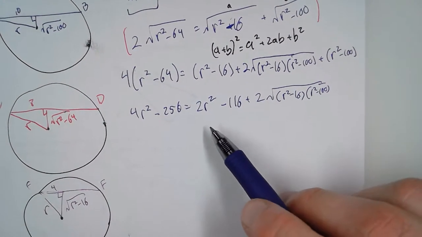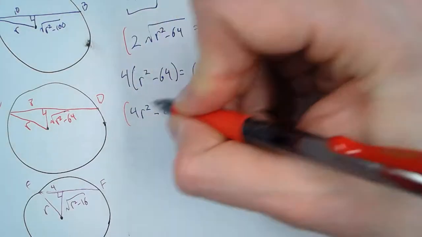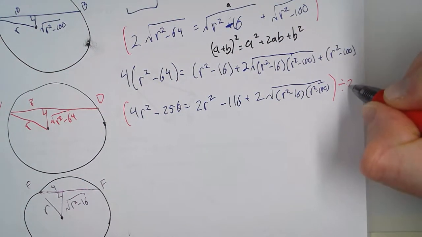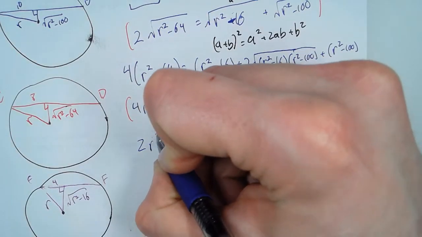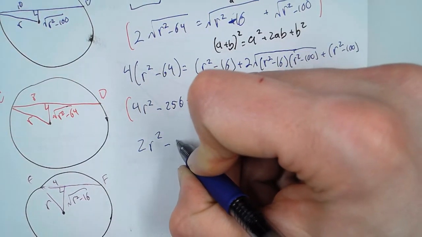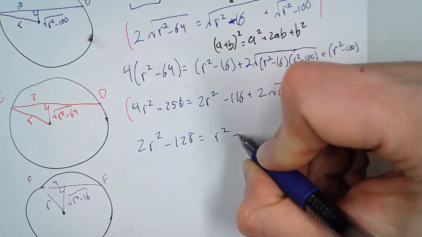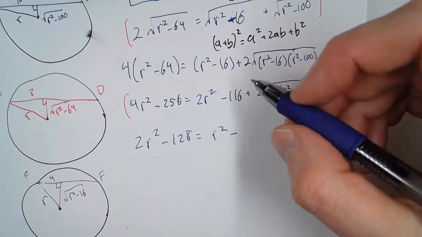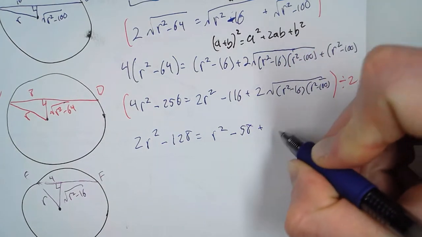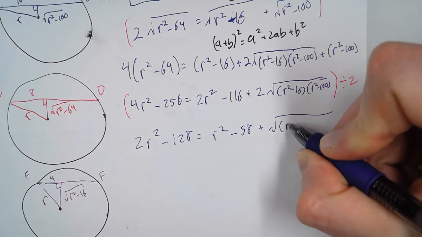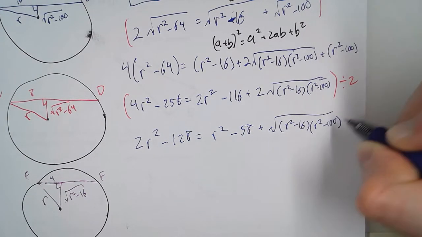All right, everything can be divided by 2. So let's just make our numbers just a little bit simpler. So we'll divide the entire equation by 2. So 2r squared minus, that's going to be 128 equals r squared minus, that should be 58, plus square root of r squared minus 16, r squared minus 100.